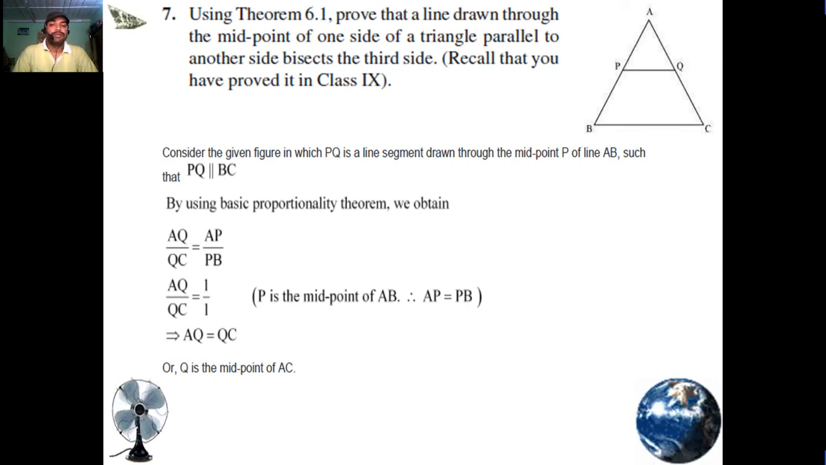By using BPT, we obtain AQ upon QC equal to AP upon PB. AQ upon QC is equal to 1 upon 1. AQ is equal to QC because P is the midpoint of AB, that is AP equals PB. Hence Q is also the midpoint of AC.